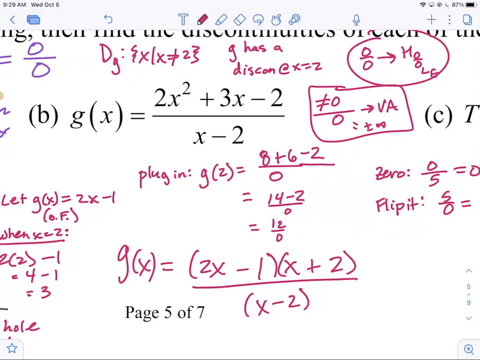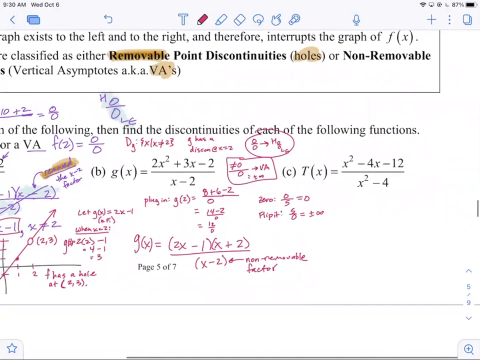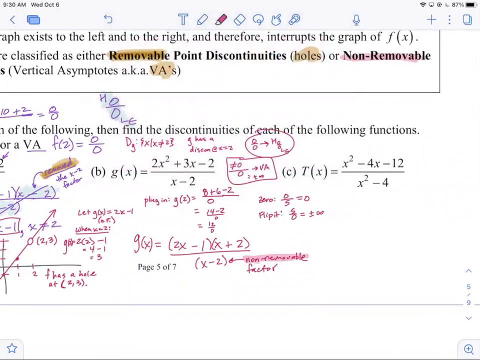And does x plus 2 divide out with x minus 2? No. So in this case, we could say that this is a non-removable factor. And a non-removable factor means it's going to be a non-removable discontinuity. So there is the association there.